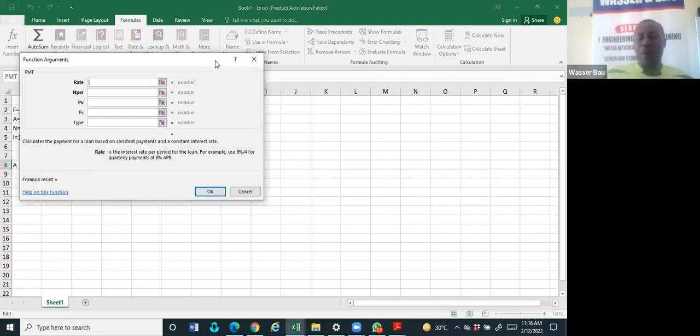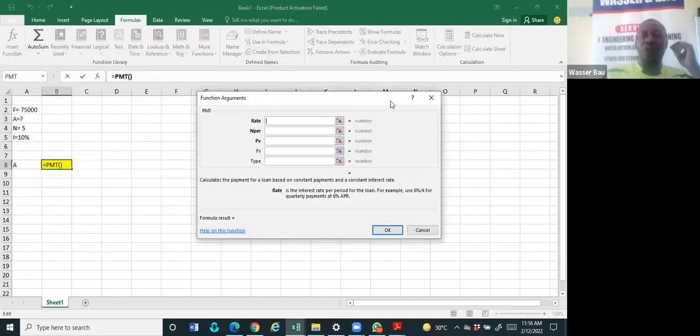When a dialog box like this opens in Excel, if you don't know what to put in, just put your mouse inside any of those boxes. Excel will give you a hint of what to do. So if you put, for instance, rate, Excel will tell you rate is the interest rate per period for the loan. For example, use 6/4 for quarterly payments and 6% for annual.